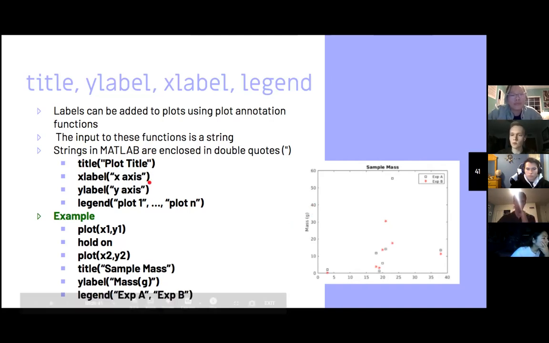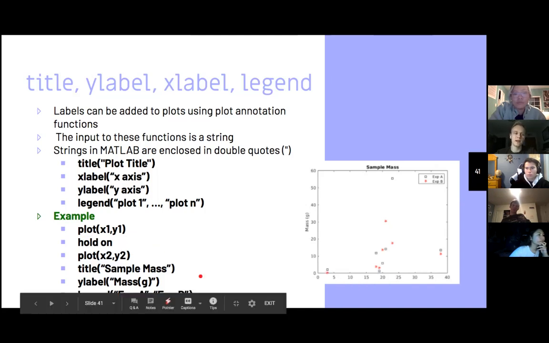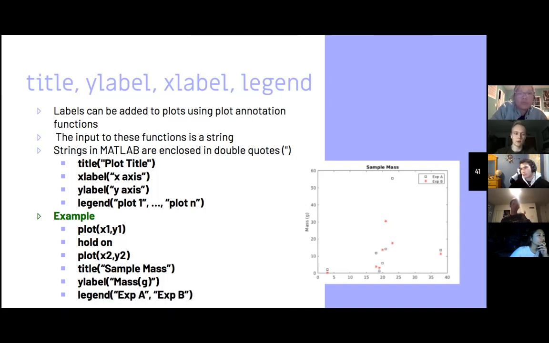And lastly, an important one, if you're dealing with more than one plot on a single graph, is the legend. As you can see in the top right, it will distinguish between the two different plots on there. So let's look through our example real quick. I've plotted the x1, y1 vectors. I put my hold on because I want to put more than one on the same page. Then I plot the second one. I give a title on the top, sample mass, as you can see, and I label the y so we know what we're dealing with.